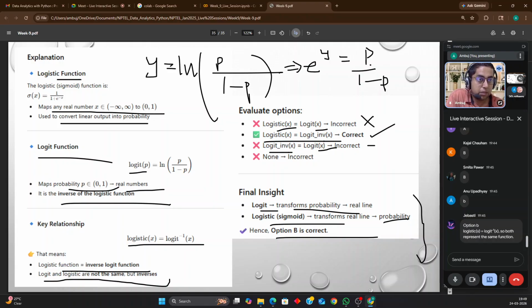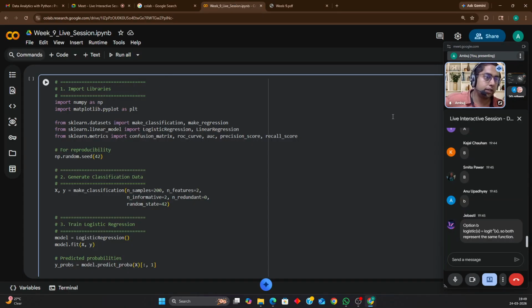It will prove that the logistic function of x equals logit inverse x. Just solve for p from this particular equation and you will get the same statement. That is the thing. So this marks the end of the 10 questions which I wanted to discuss. Now I'll move forward with some of the coding examples.